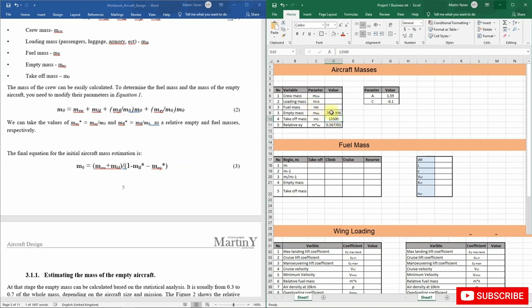So that's it, guys. Now we have our empty mass. I'm not yet going to update our project because this table is not ready yet, but that was the empty mass of the aircraft, and in the next lecture we're going to estimate the rest of the masses.